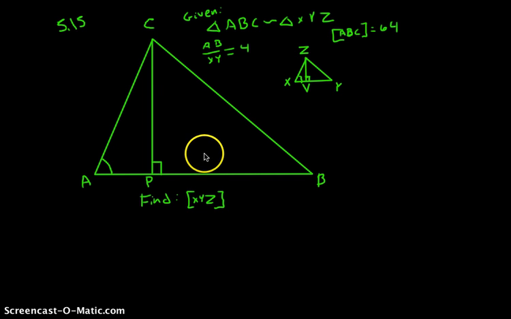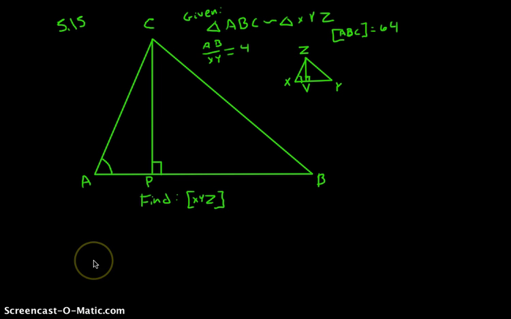So in problem 15, basically you're given that triangle ABC is similar to triangle XYZ here. You're also given AB over XY is equal to 4 and that the area of triangle ABC is equal to 64. Now what it wants you to do is find the area of triangle XYZ right here. The way you're going to go about this is fairly simple.